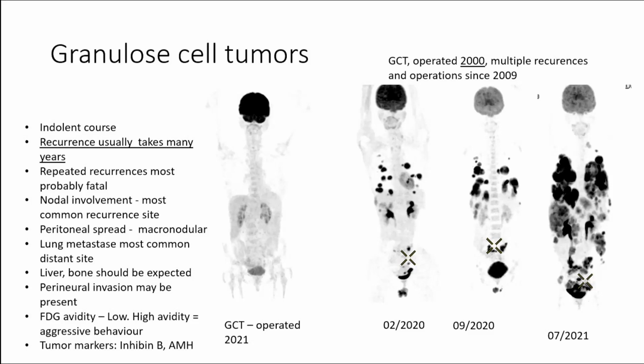Granulosa cell tumors are FDG non-avid. They have very low FDG avidity. But if they start to be aggressive, they start to raise their FDG accumulation. So if you see a granulosa cell tumor which is FDG positive, expect a faster clinical course. So this one was operated in 2021. We were joking with Dr. Nedev that we should ask the patient to come after 5 years to see what's going on.